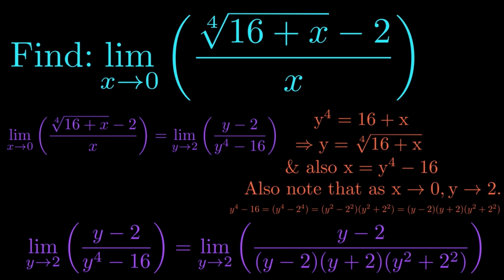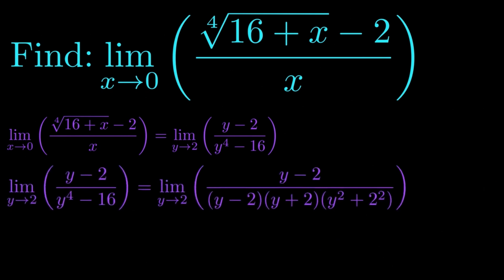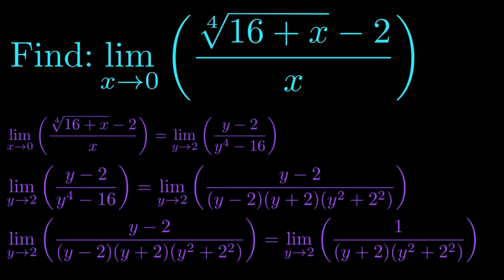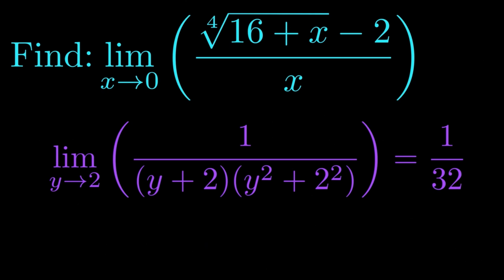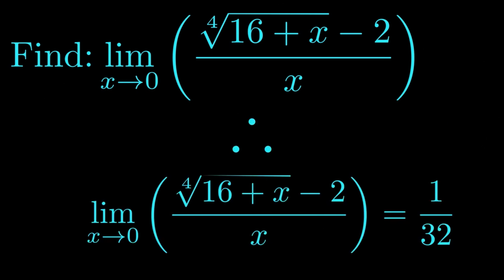We have a factor of y minus 2 in the numerator and a factor of y minus 2 in the denominator. We can cancel those, and we have the limit as y approaches 2 of 1 divided by y plus 2 multiplied by y squared plus 2 squared. Now if we just let y tend to 2, we have 1 over 32. Therefore, the limit as x approaches 0 of the fourth root of 16 plus x minus 2 divided by x is equal to 1 over 32, which is the final answer to this problem.